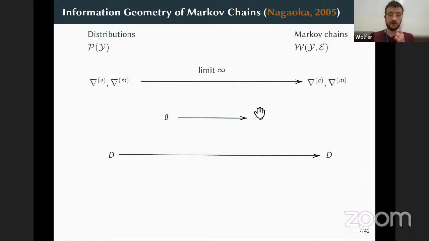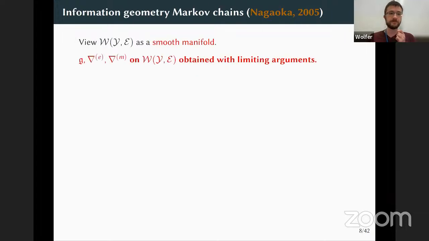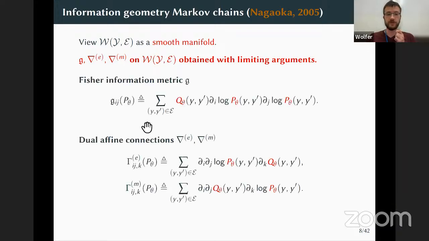Using similar arguments, it's possible to also extend the Fisher metric as well as connections to Markov chains. And one can recover that D is indeed the canonical divergence associated. One could do the opposite and first construct the divergence over kernels and then recover G and the dual affine connections from D. These limiting arguments allow us to express the Fisher information metric and dual affine connections with respect to some chart theta as follows, where now the values of the transition matrix and the edge measure appear in this definition.